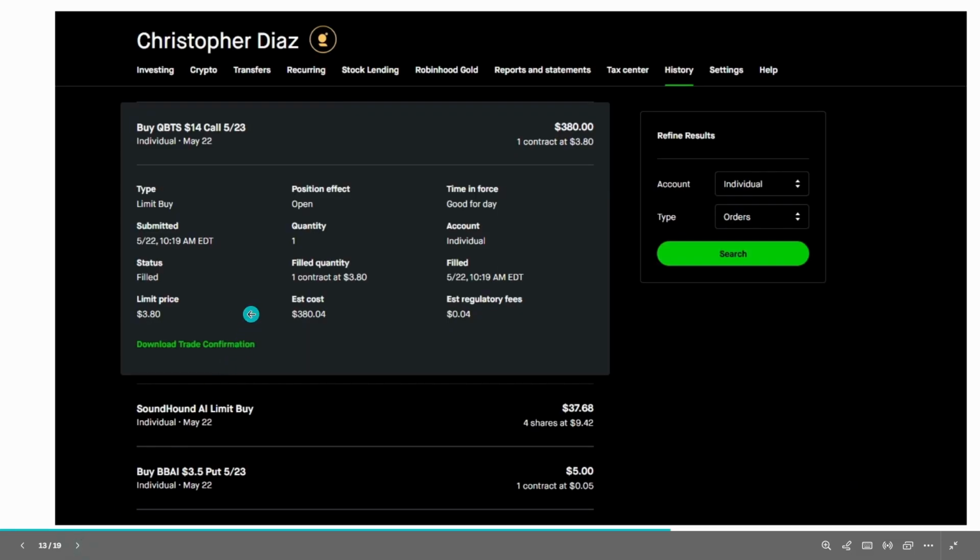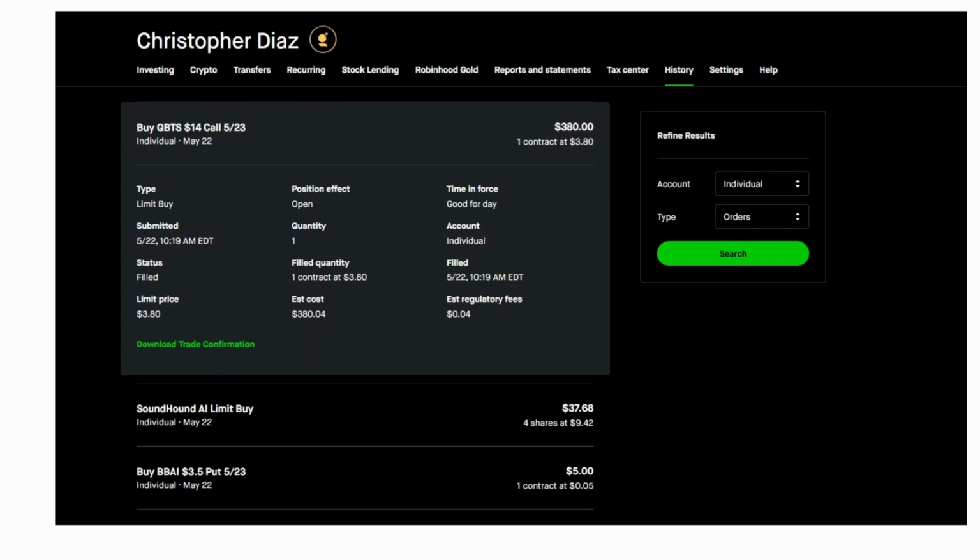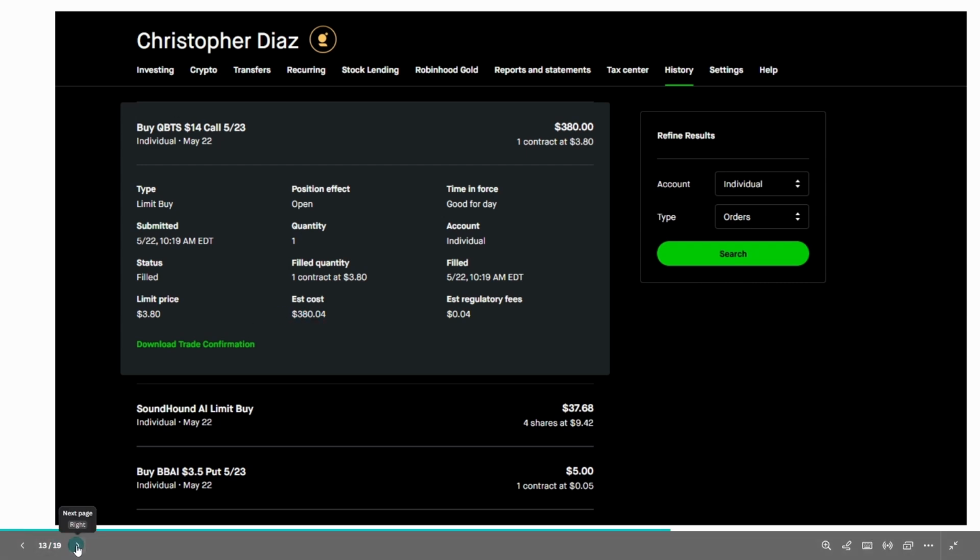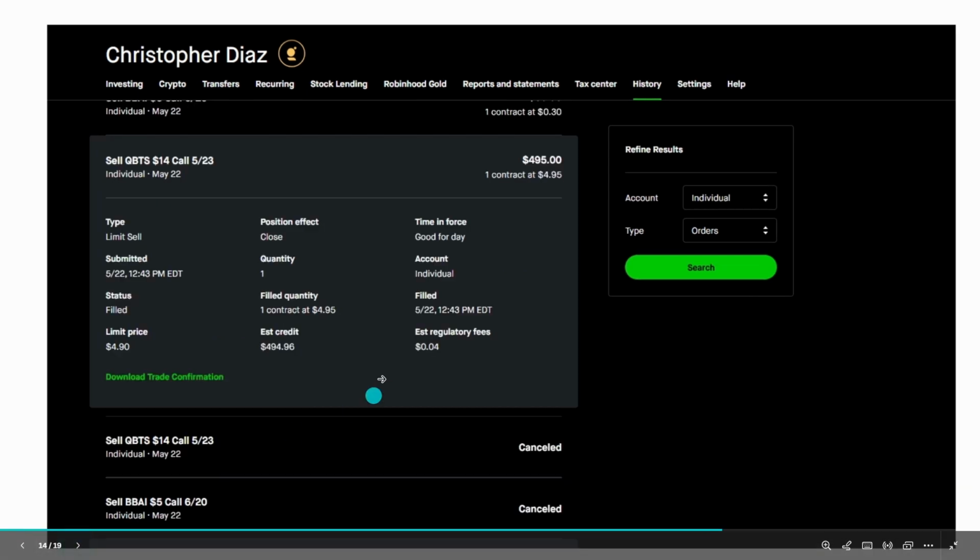This is another one which I bought back on May 22nd. It says the time I bought it, $14 call, QBTS. It's a quantum computing company. I saw that the price that day, there was a lot of volume and the price was shooting up. And look, the expiration date is actually the day after. I bought one contract for $380, and the next day I sold it.